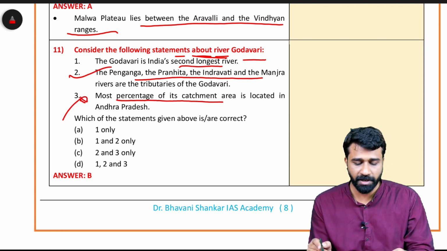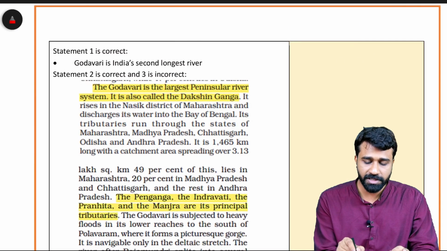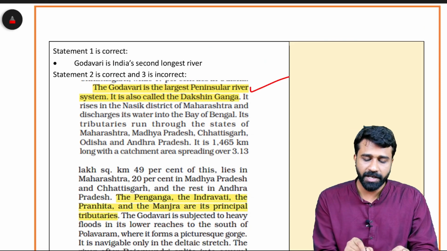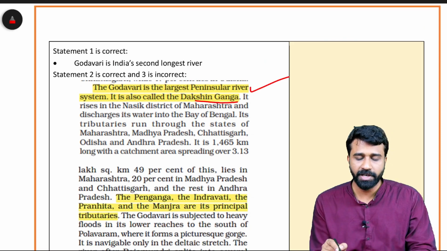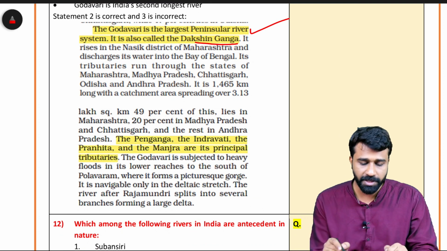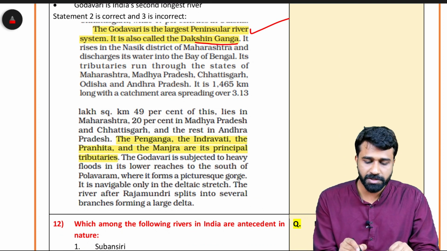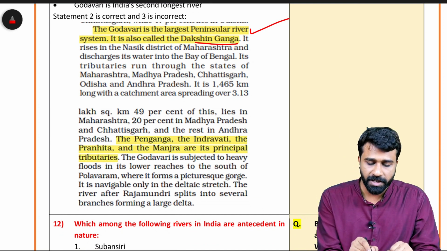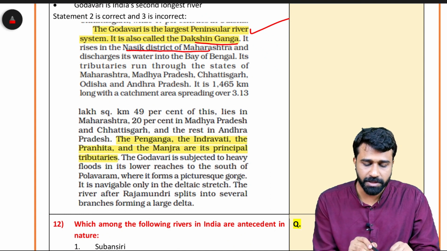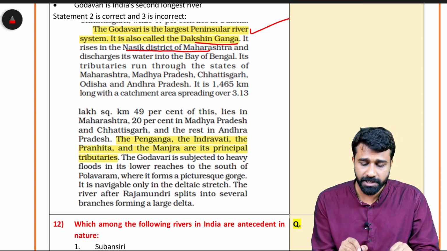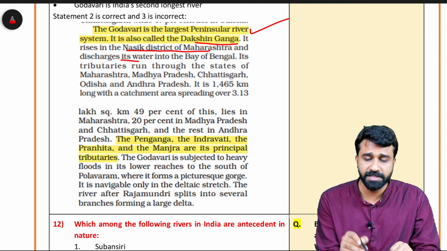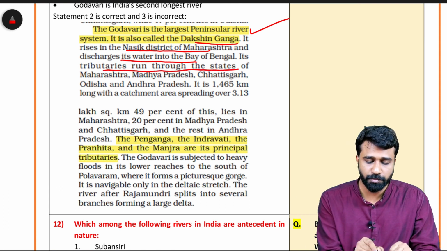This is located in Maharashtra first. Therefore, Godavari is the largest peninsular river system, and it is also called Dakshin Ganga. We have taken this question from NCERT only. So, we gave you the original source pic. You can go through it once again. Nasik district was its birthplace. It rises at Nasik, and it discharges its water in the Bay of Bengal in the eastern part, and tributaries run through the states of Maharashtra, Madhya Pradesh, Chhattisgarh, Odisha, Andhra Pradesh.